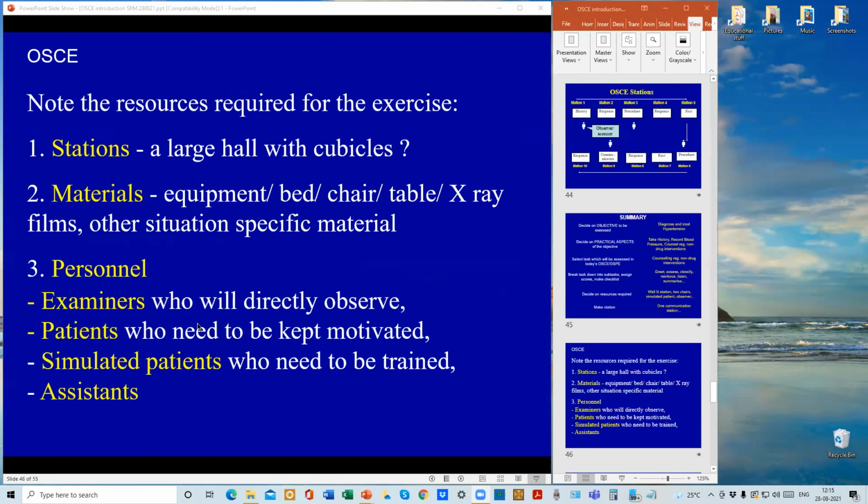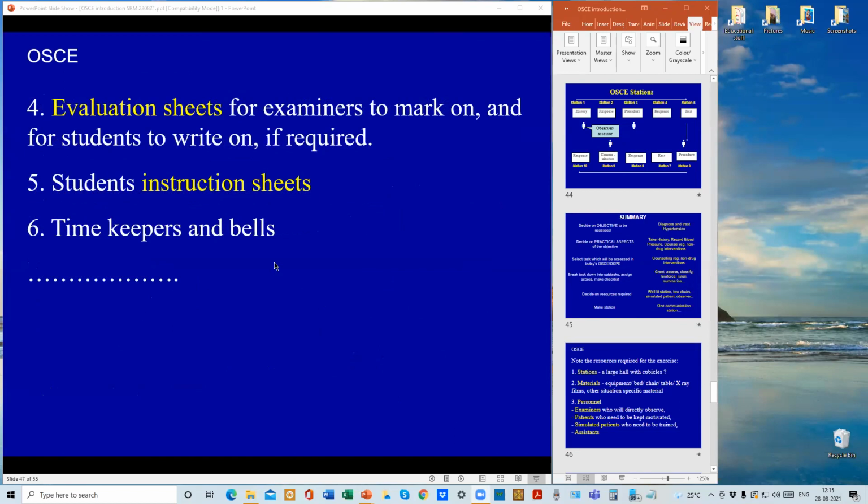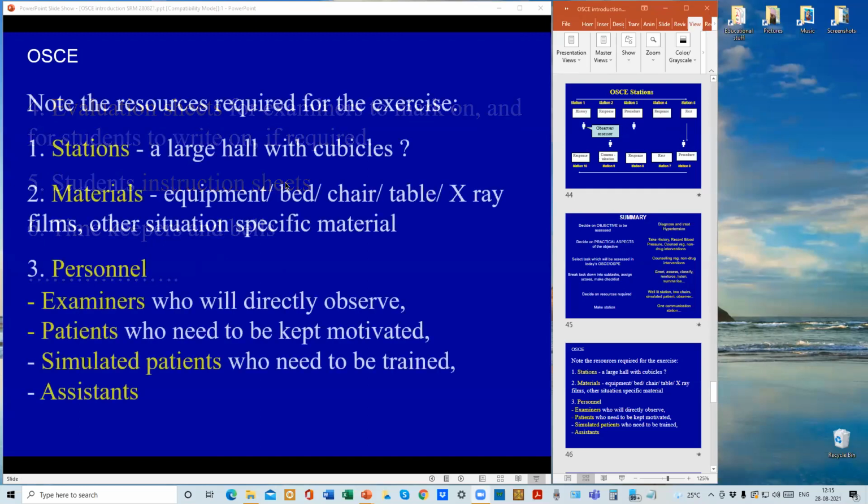We need patients who need to be kept motivated, because it's pretty boring for the patient to be speaking the same thing with each student. Simulated patients who need to be trained, assistants to help us conduct this entire thing, evaluation sheets, checklists for examiners to mark on, for students to write on, student instruction sheets, timekeepers, bells, so many things that are required to set up this OSCE station.